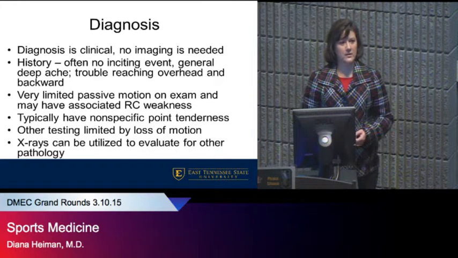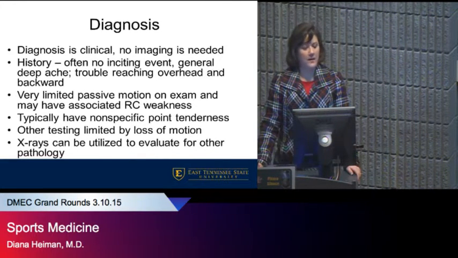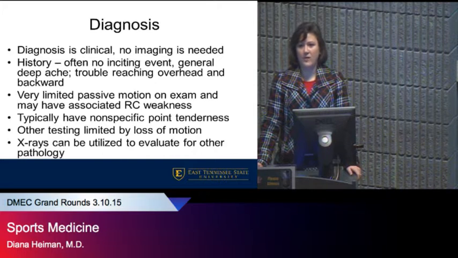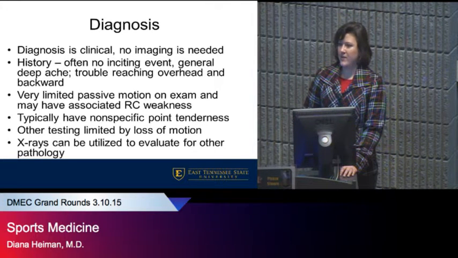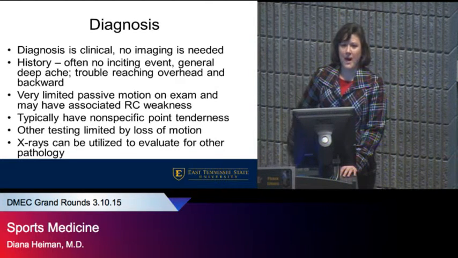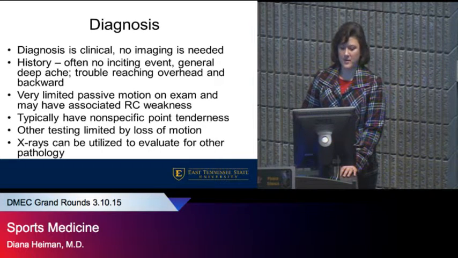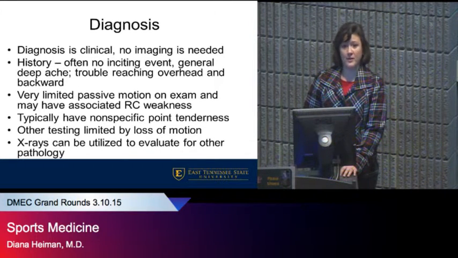So diagnosis is clinical. You don't need to do any imaging. Again, the history, often just gradual onset of shoulder pain. There may not be any inciting event at all. It's often described as a deep ache and not focal tenderness. And they often have difficulty reaching overhead, reaching behind them, and those are the motions that are lost first. They will have very limited passive range of motion on exam, and they may have some associated rotator cuff weakness, especially if there's some underlying rotator cuff pathology that has not been diagnosed or evaluated.